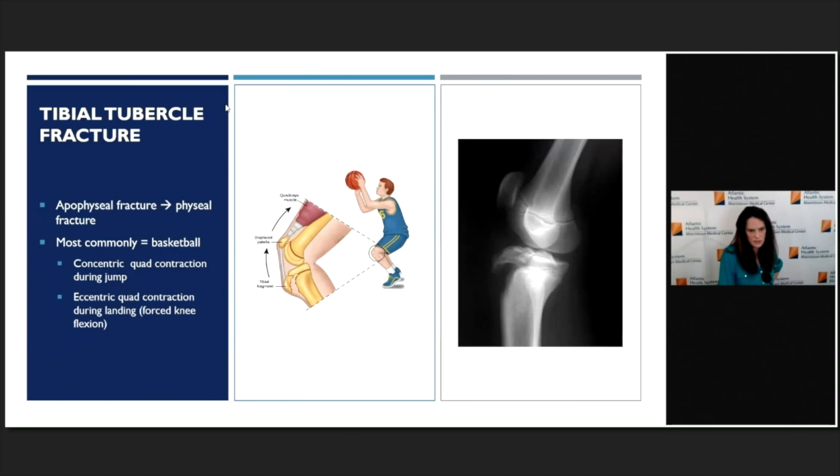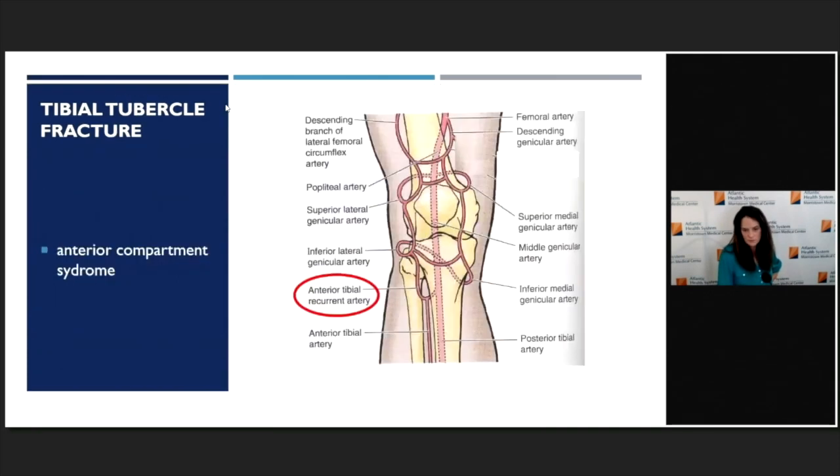And then lastly, we'll mention the tibial tubercle fracture because it's one of the more common ones we see. This is actually an apophyseal fracture. The quadriceps muscle is really strong, and so the contraction of that very forcefully on the tibial tubercle will actually kind of like rip it off or pop it off. And it seems like every time I see this, the kid is playing basketball.